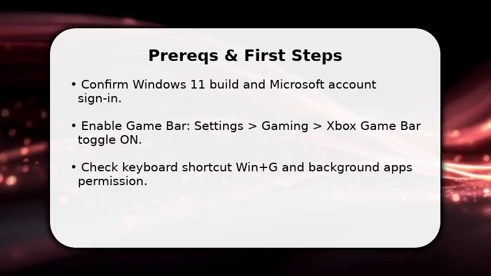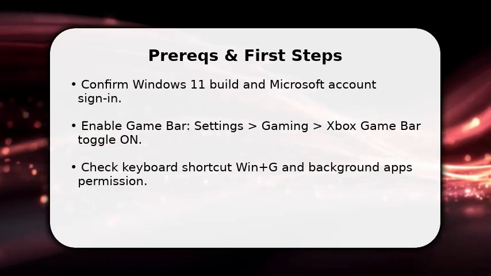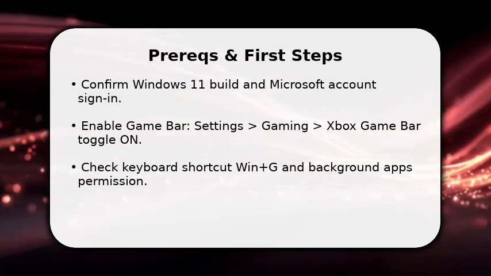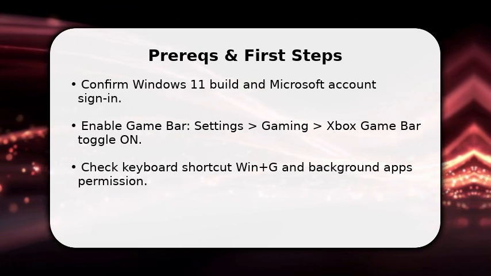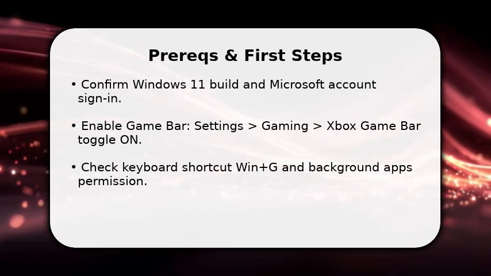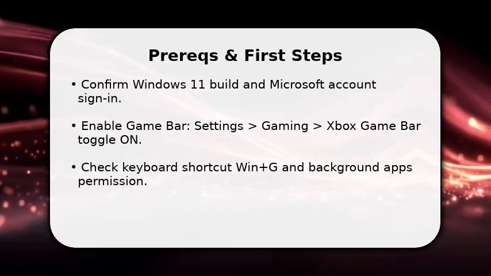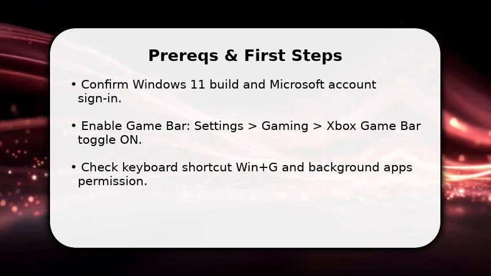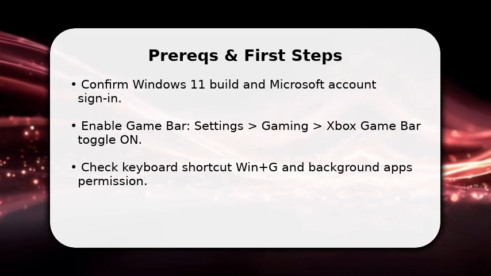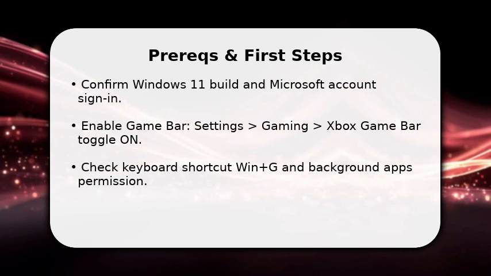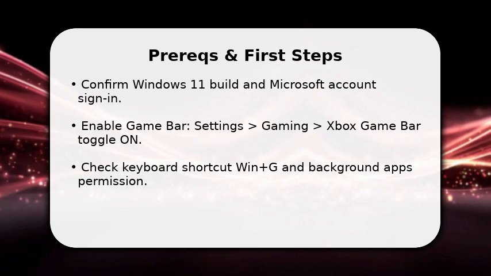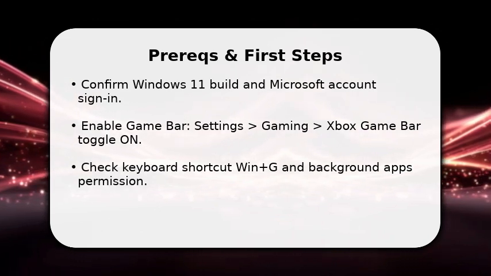Enjoy the video. You'll start by verifying prerequisites so the fix applies correctly. First, confirm you're on Windows 11 and signed into your Microsoft account because Game Bar ties to that profile. This prevents permission conflicts. Next, open Settings, go to Gaming, and turn the Xbox Game Bar toggle on. This re-registers the service. Once done, check that background apps are allowed for Xbox Game Bar and test the Win+G shortcut to confirm the feature responds before moving deeper.